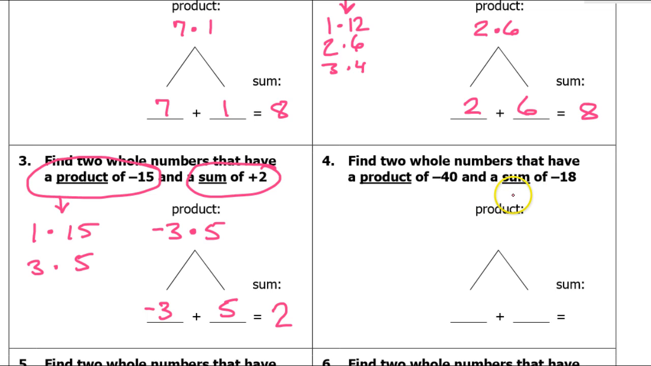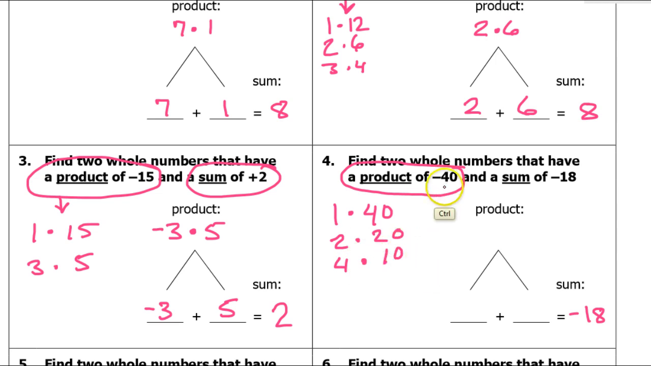All right, how about number 4? This time we want the sum to be negative 18. All right, we want the product to be negative 40, but let's just start with 40. All right, 40 could be 1 times 40, or it could be 2 times 20. Let's see, 3 does not go into 40, but 4 does. So that could be 4 times 10. 5 goes into 40. That would be 5 times 8. Okay, so all of these things will give me 40.